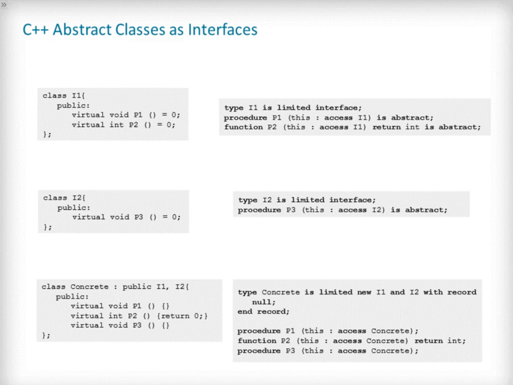A second C++ abstract class called I2 is also represented as a limited interface with a single abstract subprogram for the pure virtual function. Now that we have two Ada interfaces, they can be used to represent the C++ class that implements both the I1 and I2 abstract classes. So we arrive at having an Ada representation of the concrete C++ class that extends I1 and I2 and provides primitive subprograms to represent the implemented pure virtual functions. This concludes looking at how Ada and C++ can interoperate on both concrete and abstract classes defined in each other's syntax.